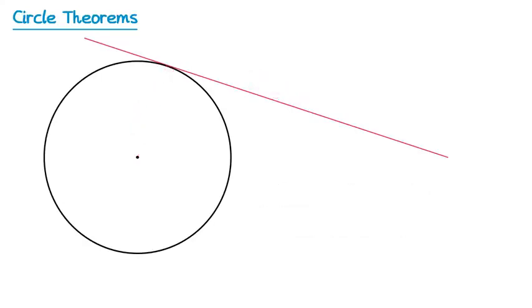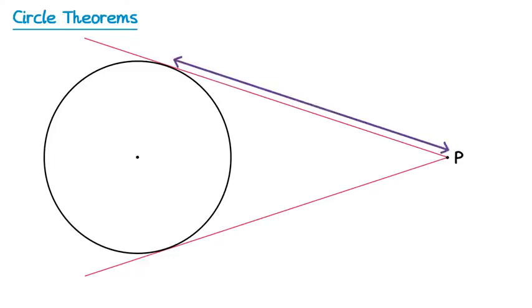Now if we stick with this same diagram, we can do some more theorems. If we create a point at the end of this tangent on the right hand side and call that P, and then if we draw a second tangent from P to the circle, it would look something like this. If you measured this distance here, from P to the point where the tangent touches the circle at the top, and the same distance at the bottom, these two lines would be the same length.